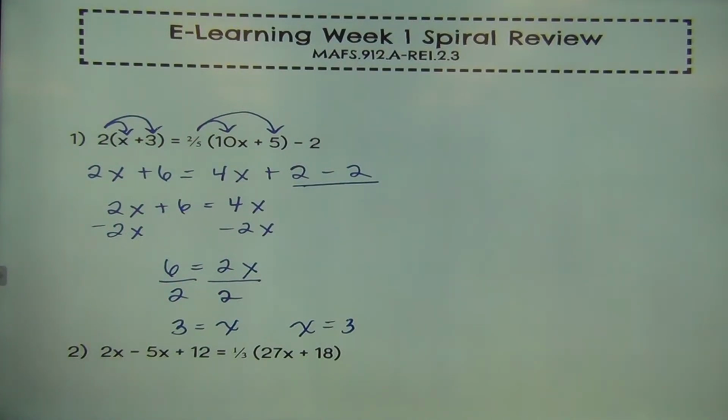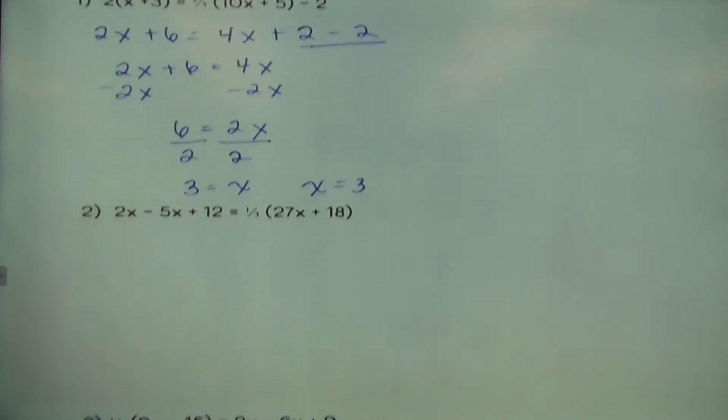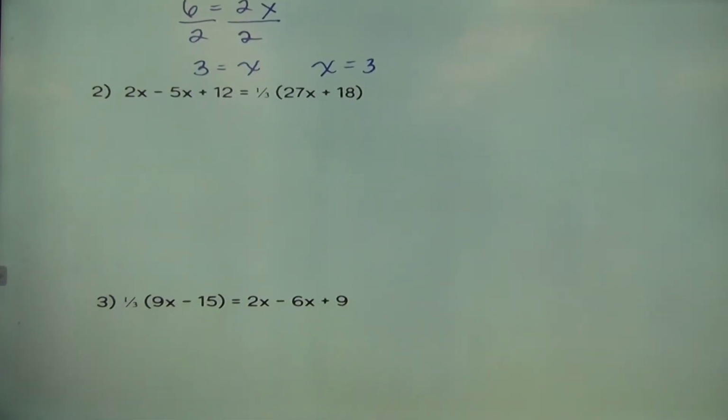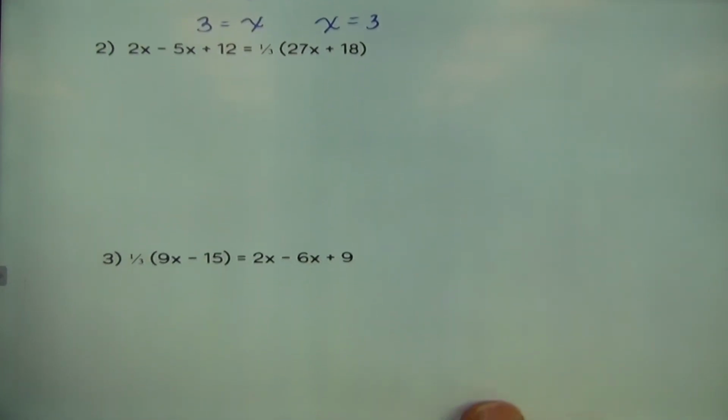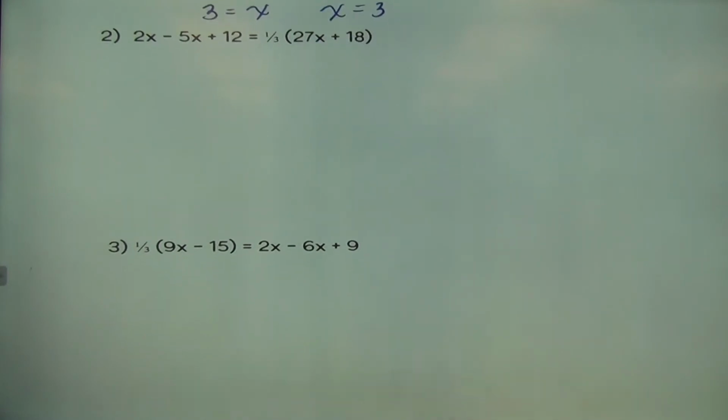We are still working in e-learning week 1 spiral review, reviewing those multi-step equations with variables on both sides. For this video, I'm only going to review question 2. So question 2 here, we have 2x minus 5x plus 12 equals 1/3 times 27x plus 18.